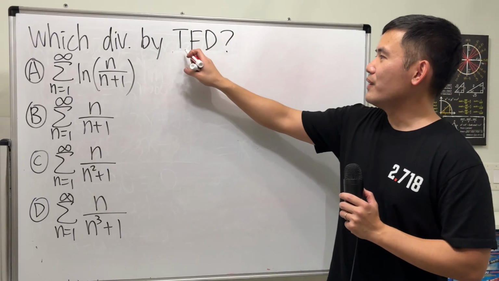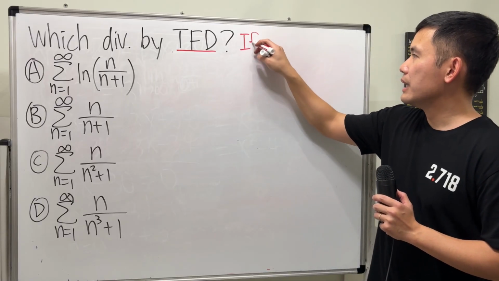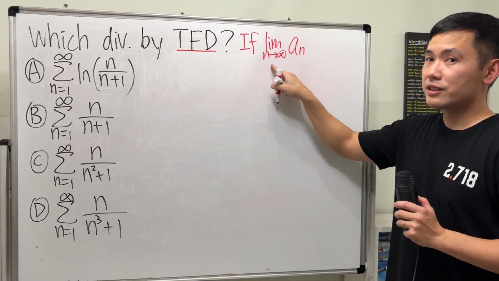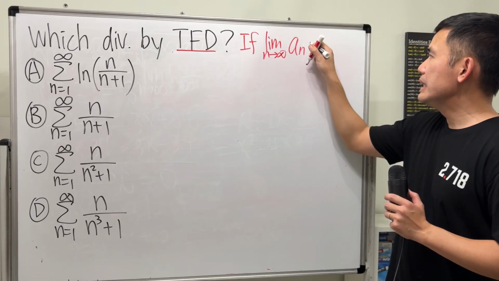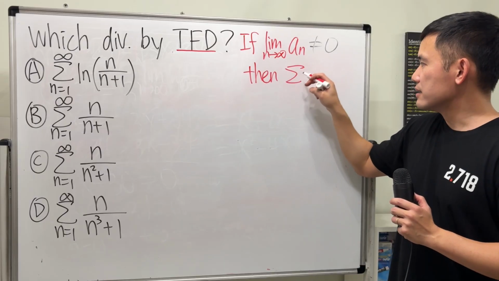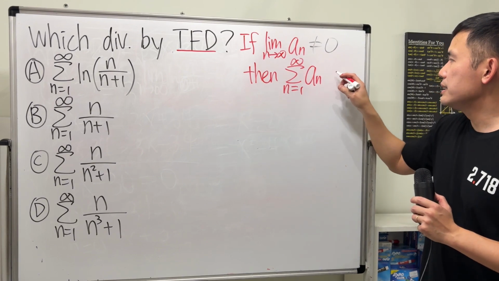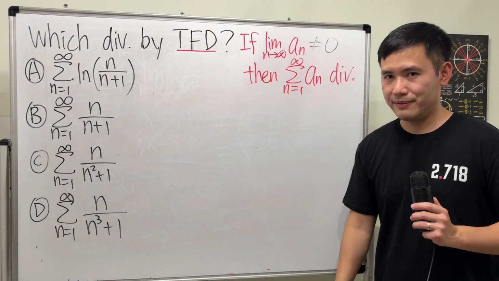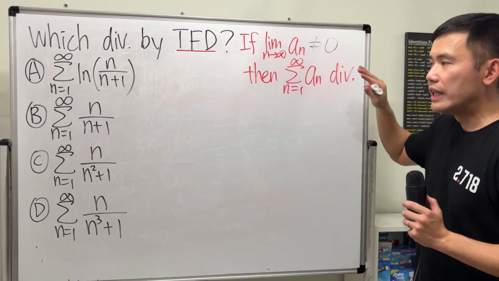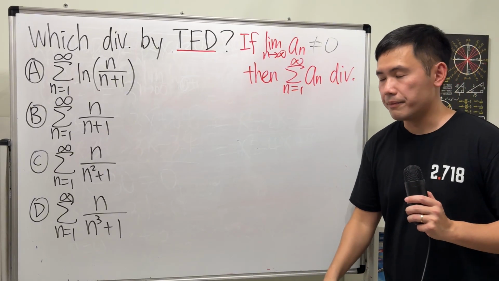Done? Okay, first let's review the test for divergence real quick. Right here, all we have to check is the following. If the limit as n going to infinity of an, we just have to work this out. And if this limit is not equal to 0, then we get to draw a conclusion that the series, let's say n goes from 1 to infinity of an, diverges. However, make sure you remember that if the limit does give you 0, then we cannot conclude that the series converges. An example is the series of 1 over n.